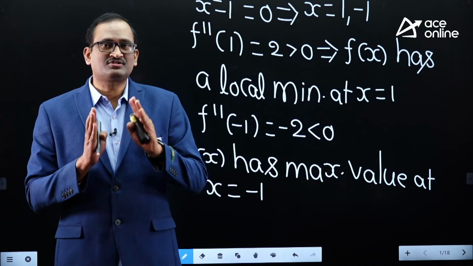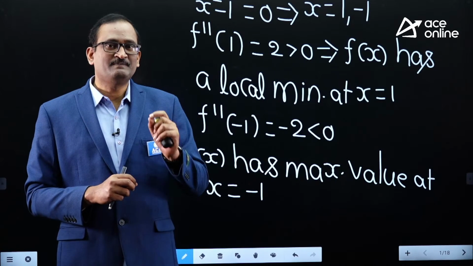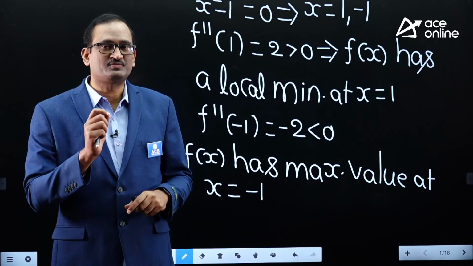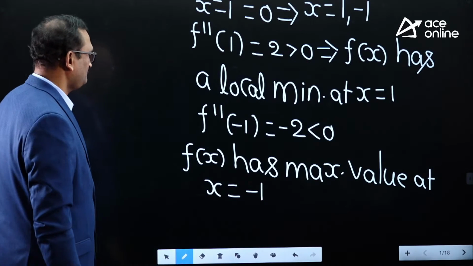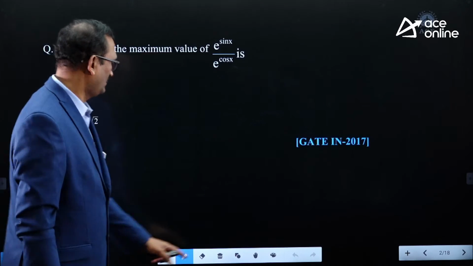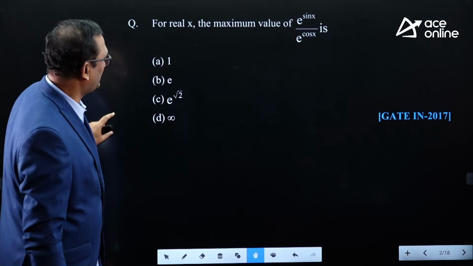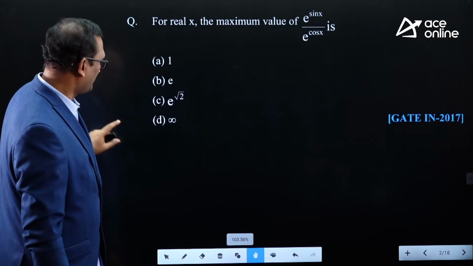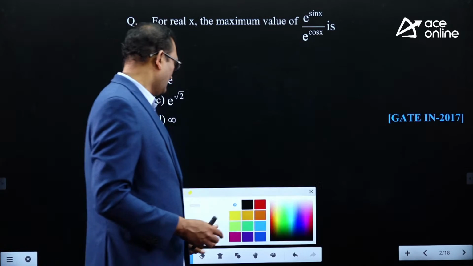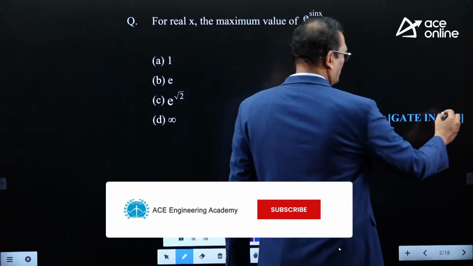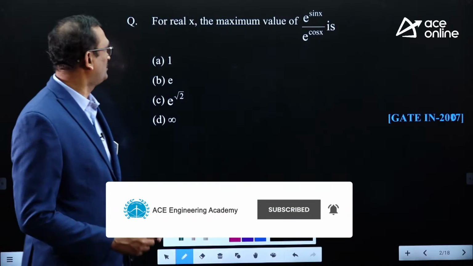But we were not asked to find what the maximum or the minimum is. We simply have to find at which point the minimum occurs. Look at this problem, which was given in GATE Instrumentation 2007. Now you observe the problem.